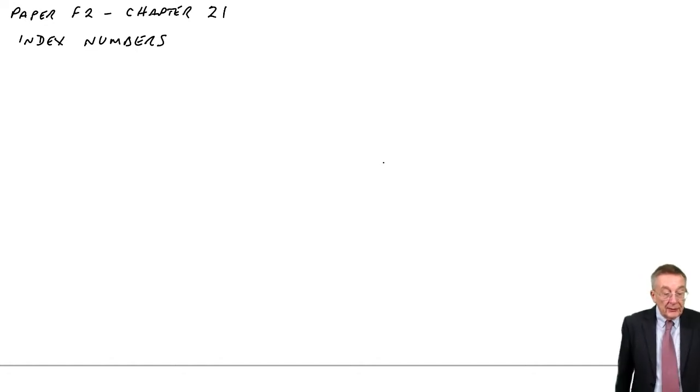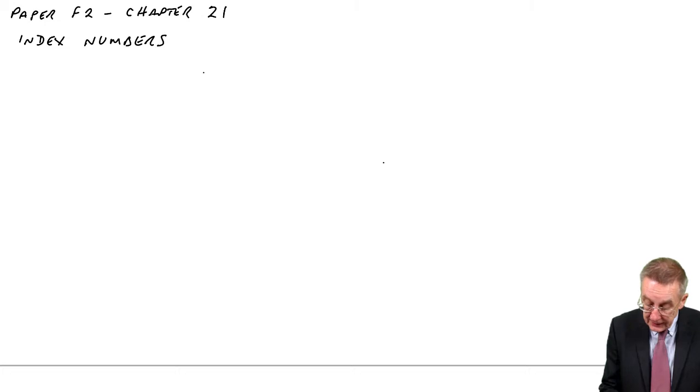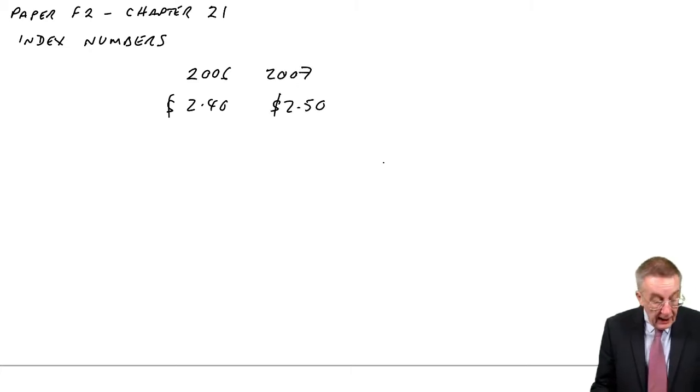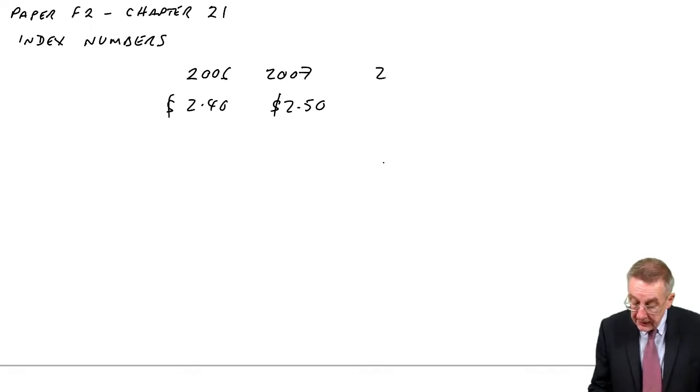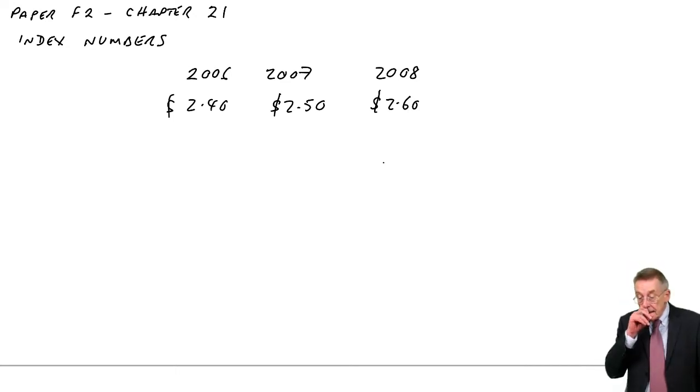It says the price of coffee was $2.40 in 2006. It was $2.50 in 2007. And the same jar of coffee had gone up in 2008 to $2.60. So fine, you can see the price is rising.